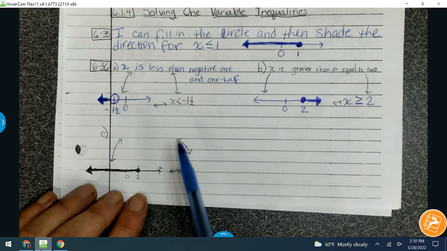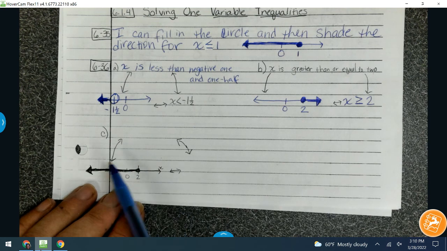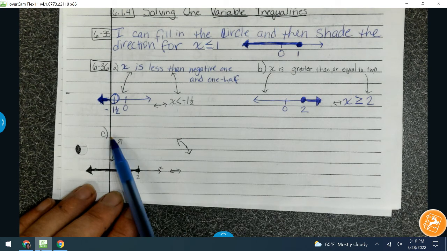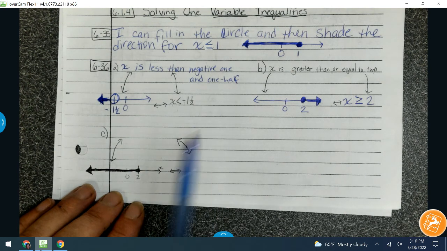Lastly, we have Charlie. We have this graph right here. Go ahead and try to write it in words and in symbols. Pause the video and try to do it now.